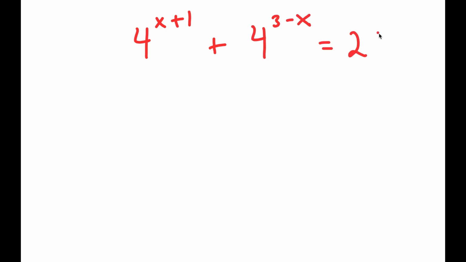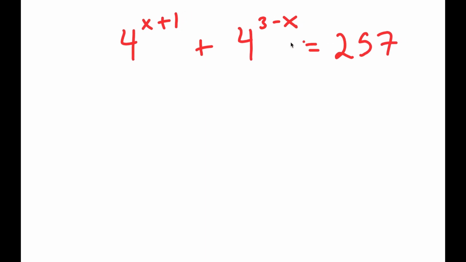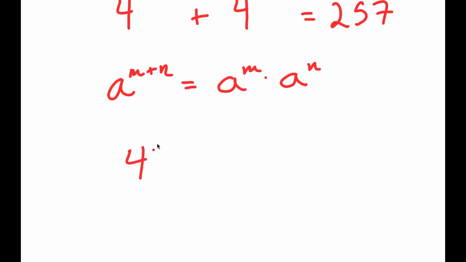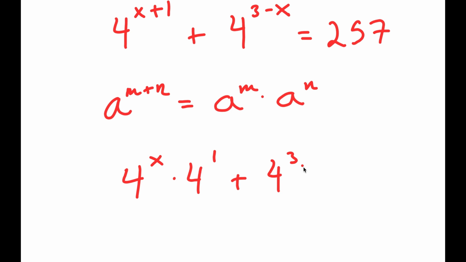All right, so in this video, I'm solving the equation 4 to the power of x plus 1 plus 4 to the power of 3 minus x is equal to 257. So I'm going to first start by using the property a to the power of m plus n is equal to a to the power of m times a to the power of n. So I get 4 to the power of x times 4 to the power of 1 plus 4 to the power of 3 times 4 to the power of negative x is equal to 257.